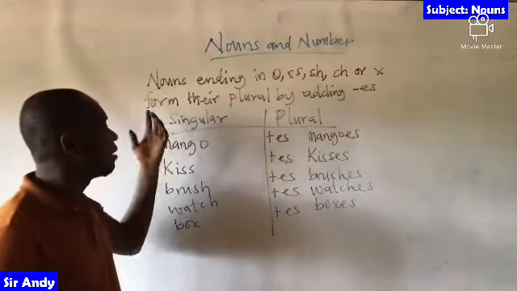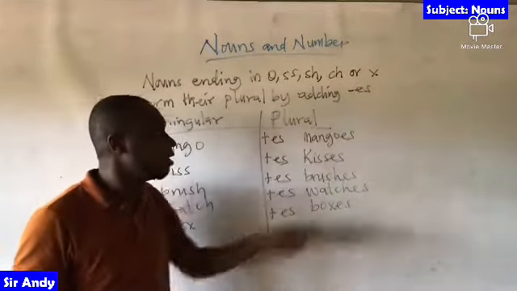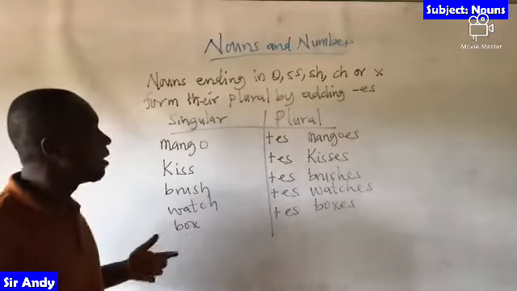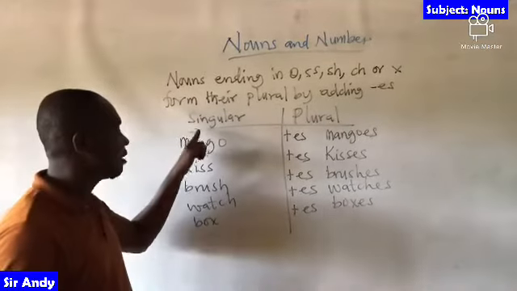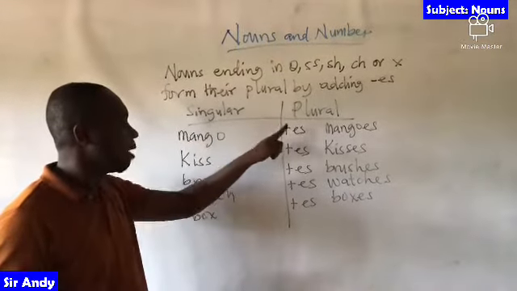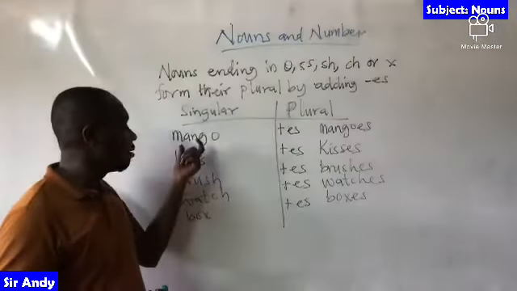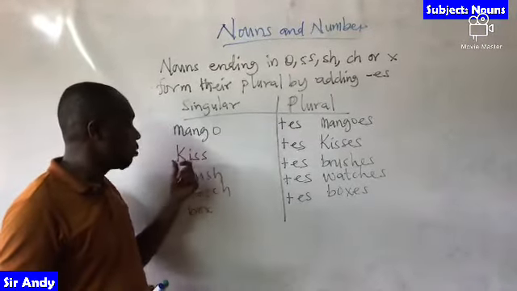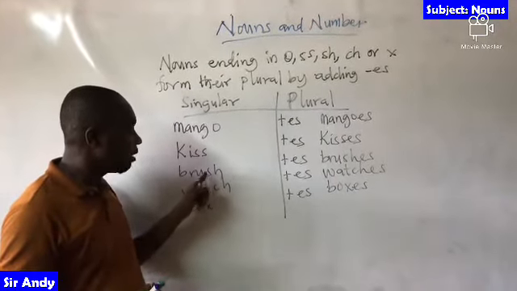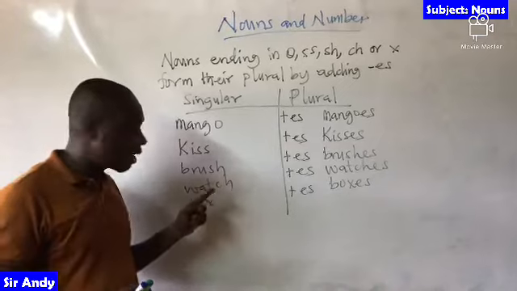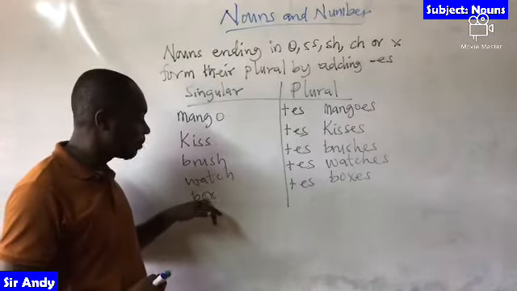So if we have nouns ending with O, SS, SH, CH, or X, how are their plurals formed? Singular and then plural. So we have mango, ending with O. We have kiss ending with SS, brush ending with SH, watch ending with CH, box ending with X.